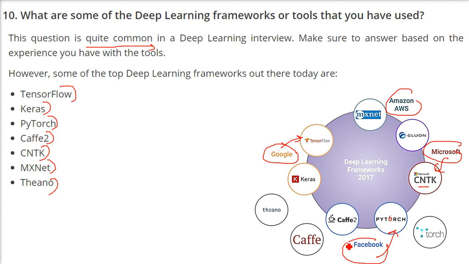These are all the deep learning frameworks which are available and being used. For example, Keras is just a wrapper. TensorFlow is a low-level kind of library. Similarly with PyTorch.